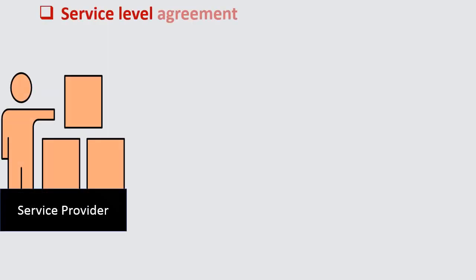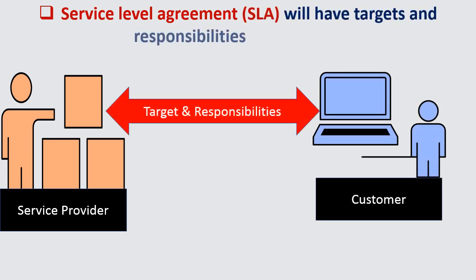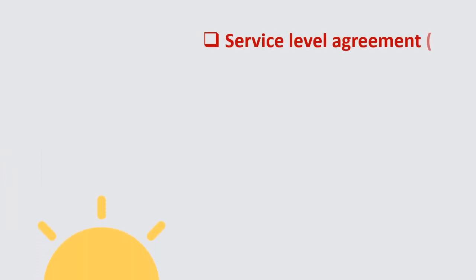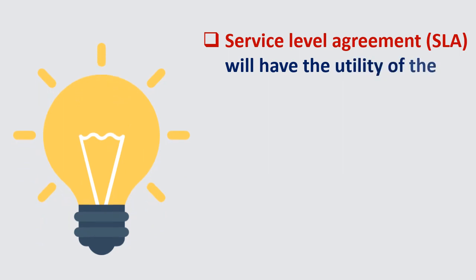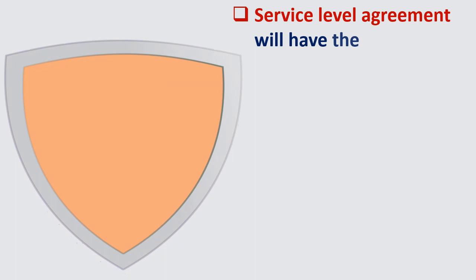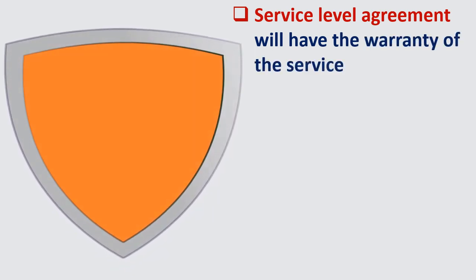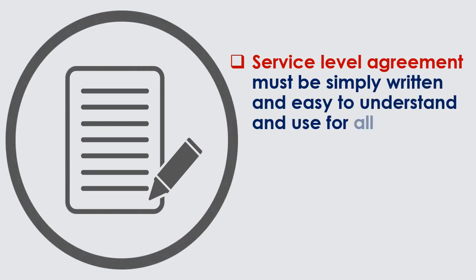A Service Level Agreement, SLA, will have targets and responsibilities of both parties. It will have the utility of the service. It will have the warranty of the service. It must be simply written and easy to understand and use for all parties.